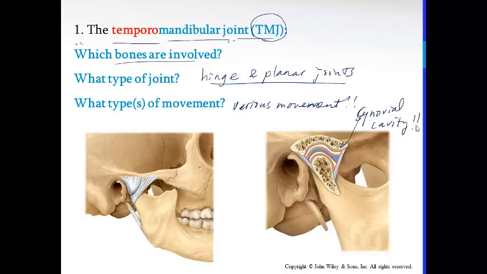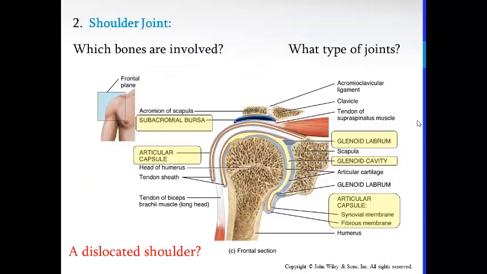Okay. So let's now take a look at our shoulder joint. Which bones are involved here? Right, the head of the humerus fits into the glenoid cavity of the scapula. Very good. Those are the two bones that are involved. So what type of joint is this? Right, this is a ball and socket.